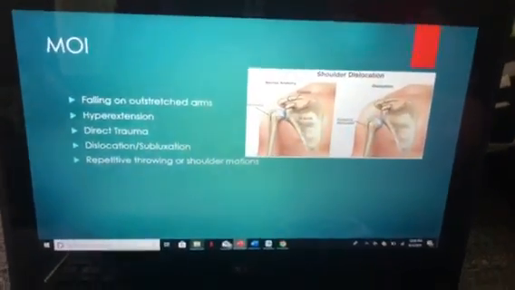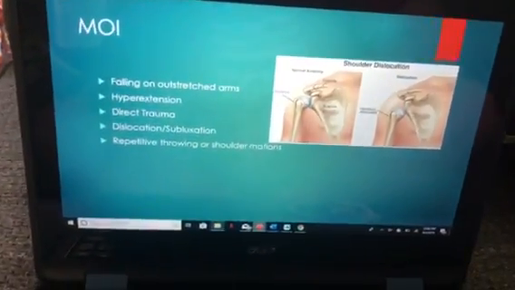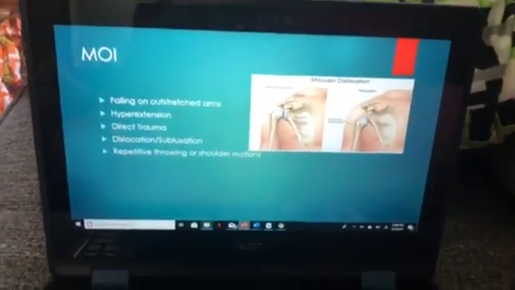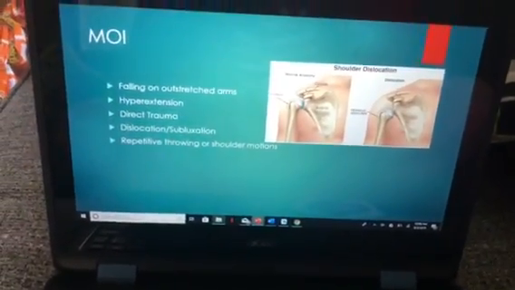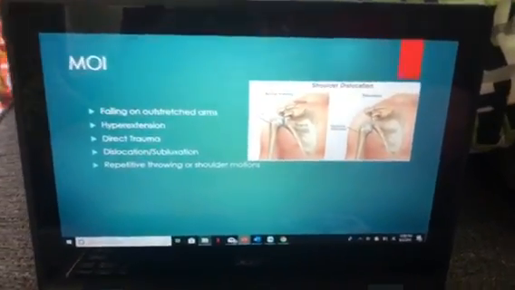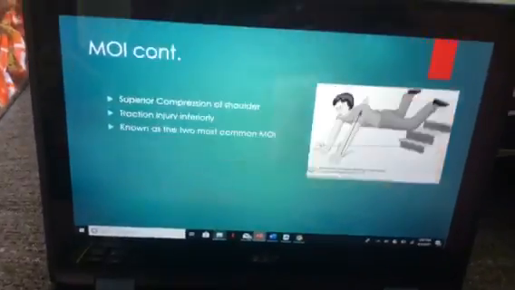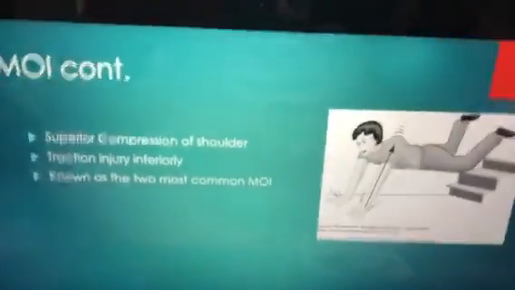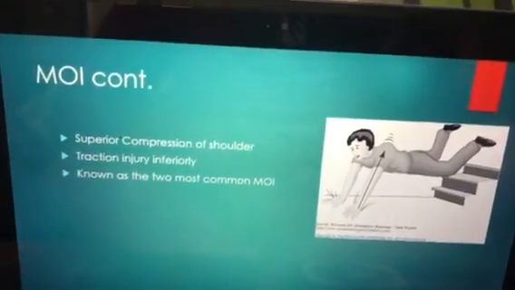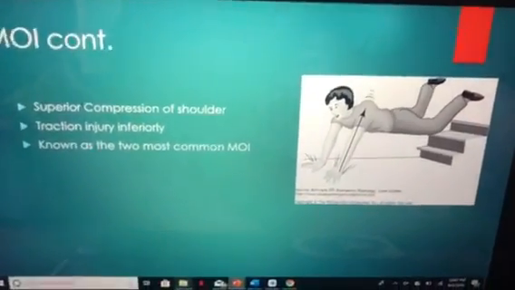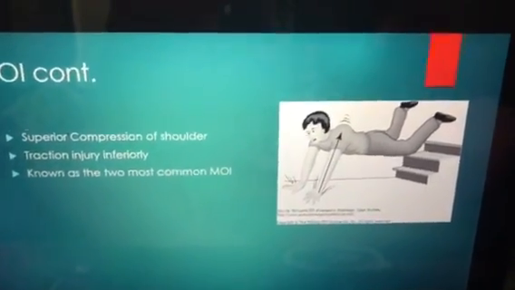The mechanism of injury for labrum tears we typically see is falling on outstretched arms, hyperextension, direct trauma, dislocations, subluxation, and then any type of repetitive shoulder use, whether that be throwing, swimming, etc. Continuing with the mechanism of injury, what we most commonly see is a superior compressive force on the shoulder, such as in the picture next to you, or if we have traction inferiorly.